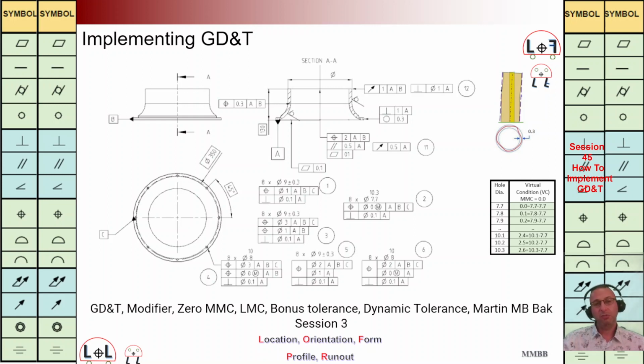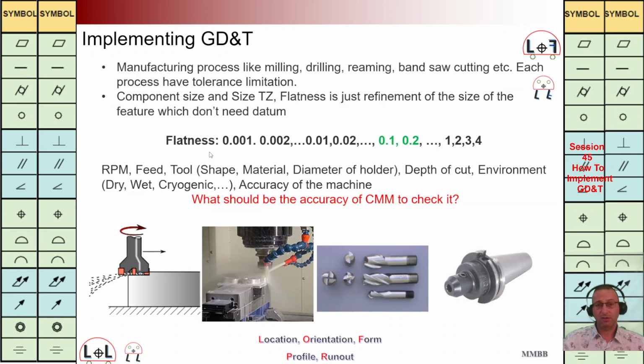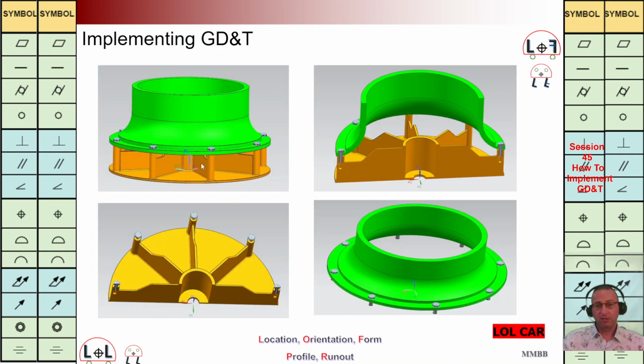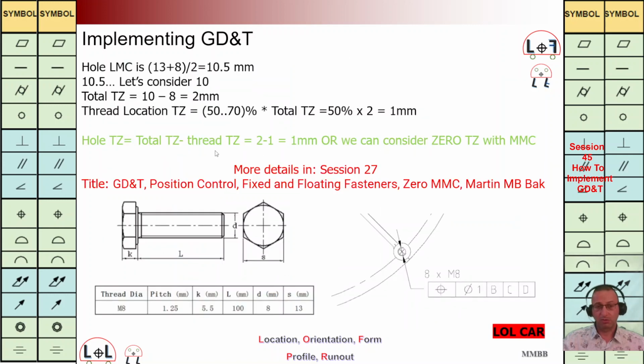Today we are going to implement GD&T for this component. As we have talked in last session, this component is in contact with this yellow component and this green component. It is in contact with this yellow component by having this M8 bolt.